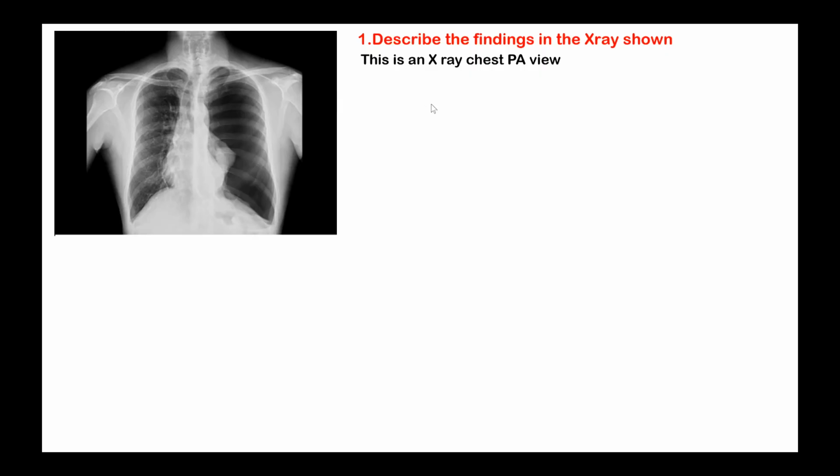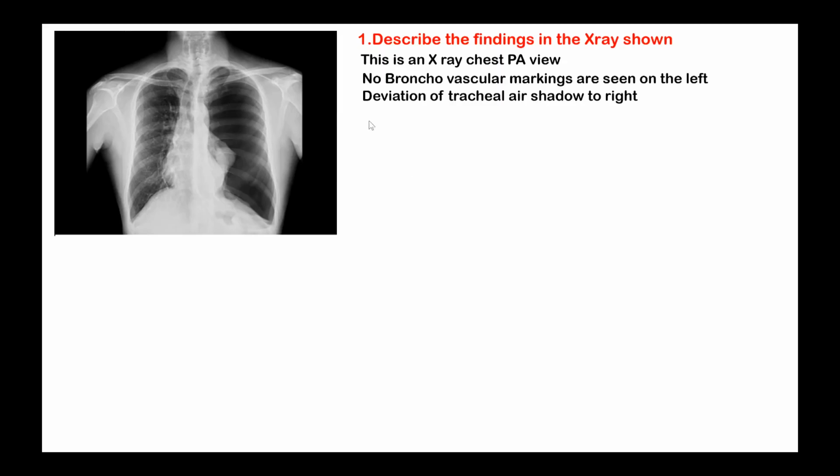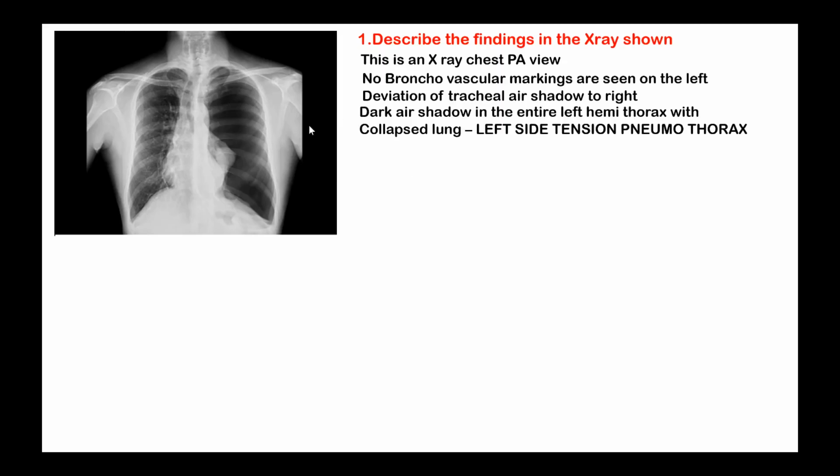So first always say whether it's a PA view or an AP view. No bronchovascular markings are seen on the left side, there is deviation of the tracheal air shadow to the right side, and a dark air shadow in the entire left hemithorax with a collapsed lung here. So this is a left-sided tension pneumothorax. That is how the diagnosis should be written. You should not immediately jump to write the conclusion. Okay, in the exam, you must write all these points.